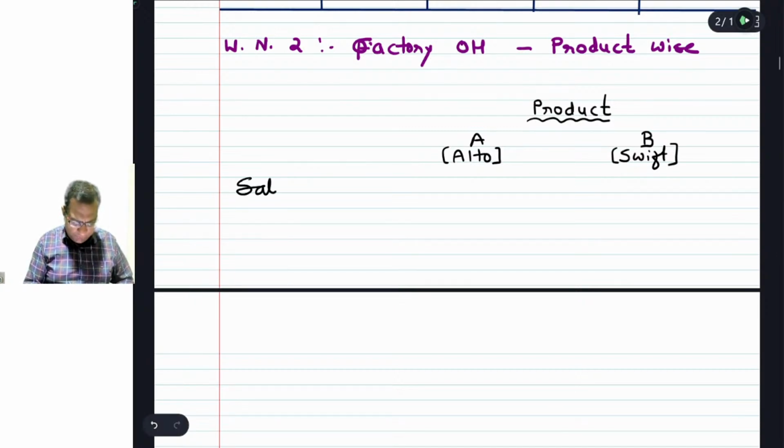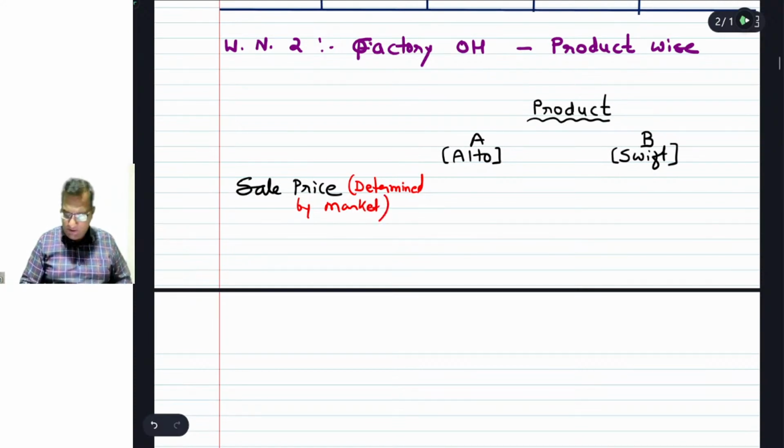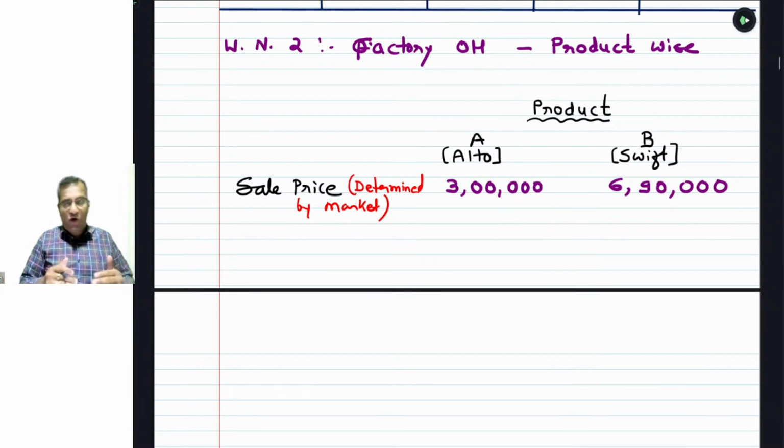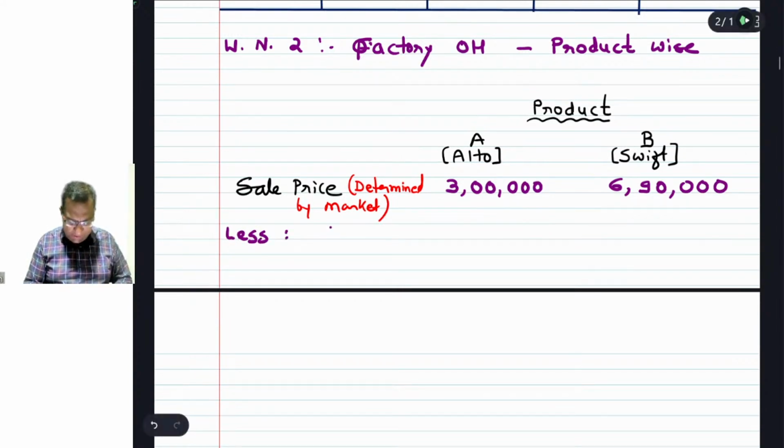The important thing is whether the price is determined by the market or by us. It is determined by the market. So suppose the market has determined that the Alto price will be ₹3 lakh and the Swift price ₹6,90,000. This price has not been decided by us based on our cost and profit. This price has been determined by the market. There is no reference from whatever cost we are incurring to the sale price. Now we will deduct the cost. We will deduct the direct cost and indirect cost, and after that we will arrive at the profit element.